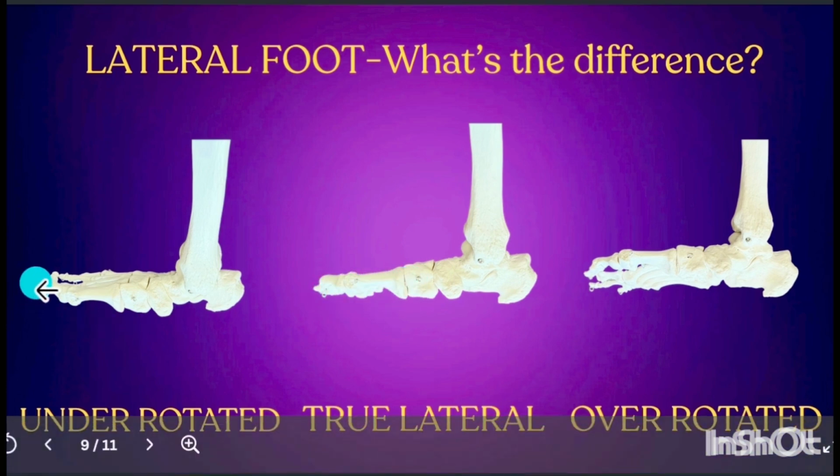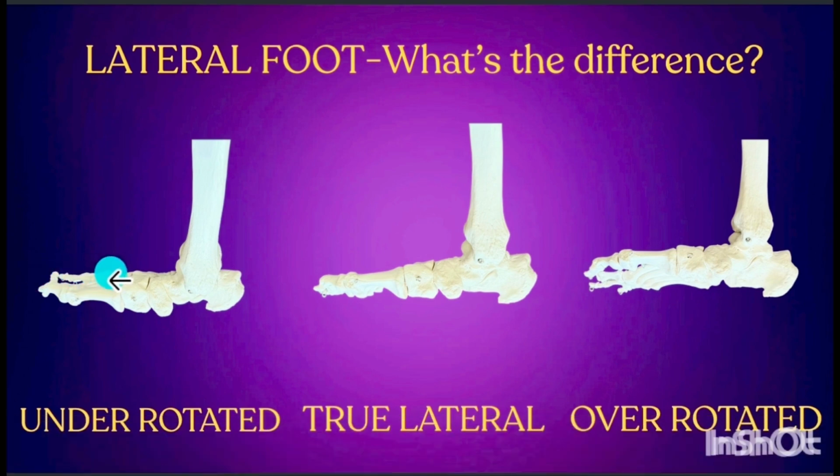When you look at this one here, you can see more of the third, fourth, and fifth metatarsals and more of like the top portion of the foot, which would suggest that the patient is under rotated. In this example, you can tell that the patient is over rotated because underneath here you start to see the third, fourth, and fifth metatarsals underneath. So if that's the case, they've rotated up too much, and then you're seeing the underside of their foot.